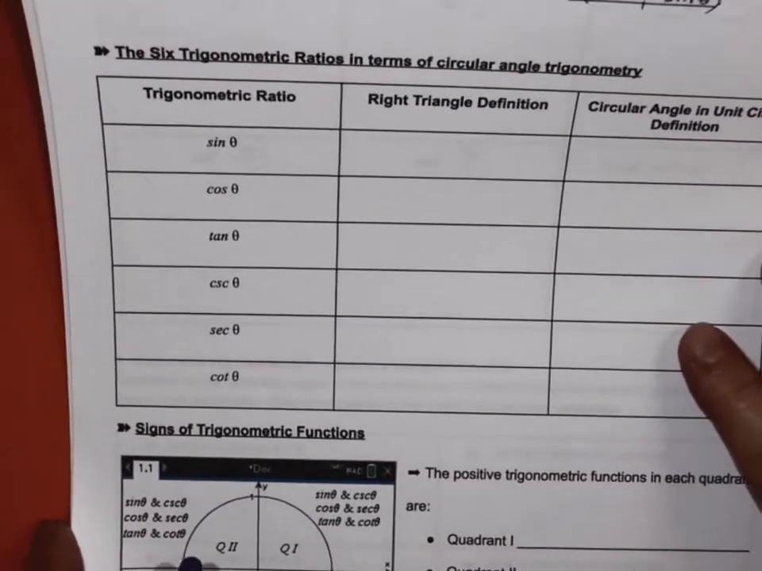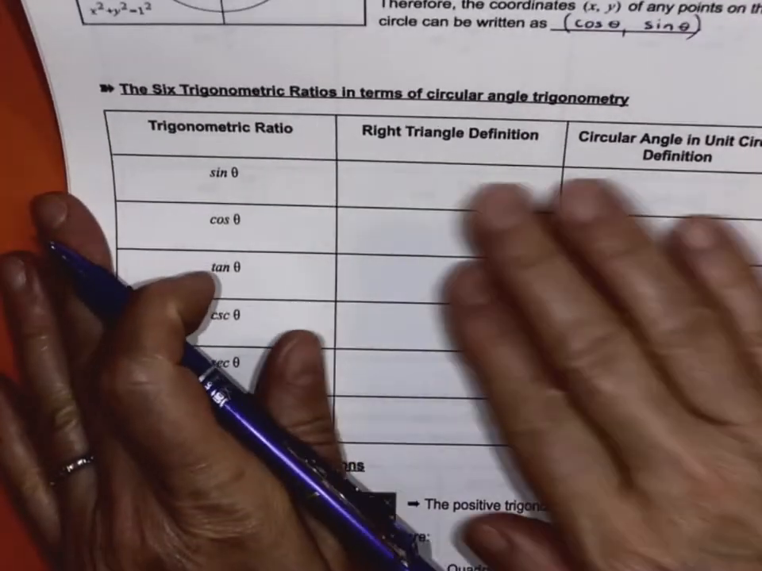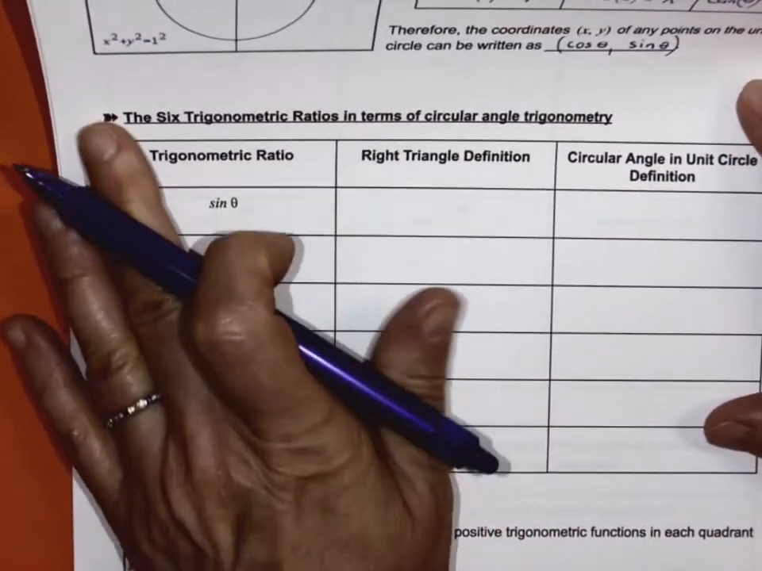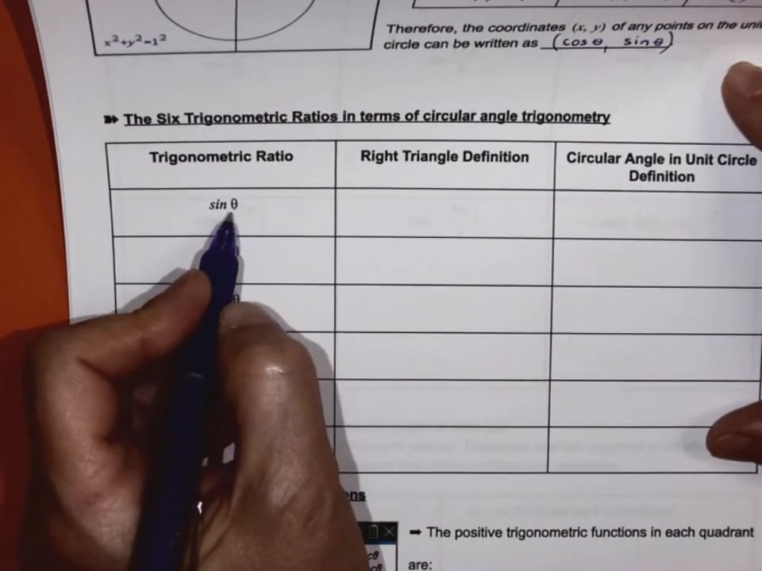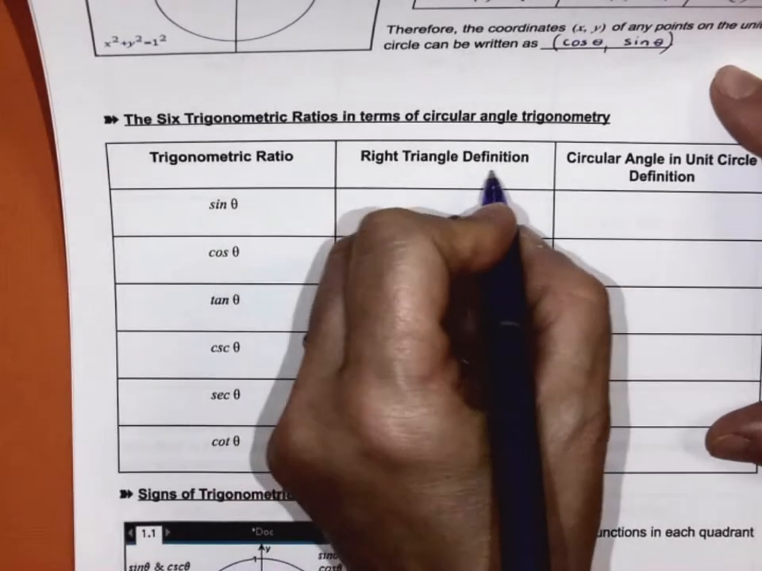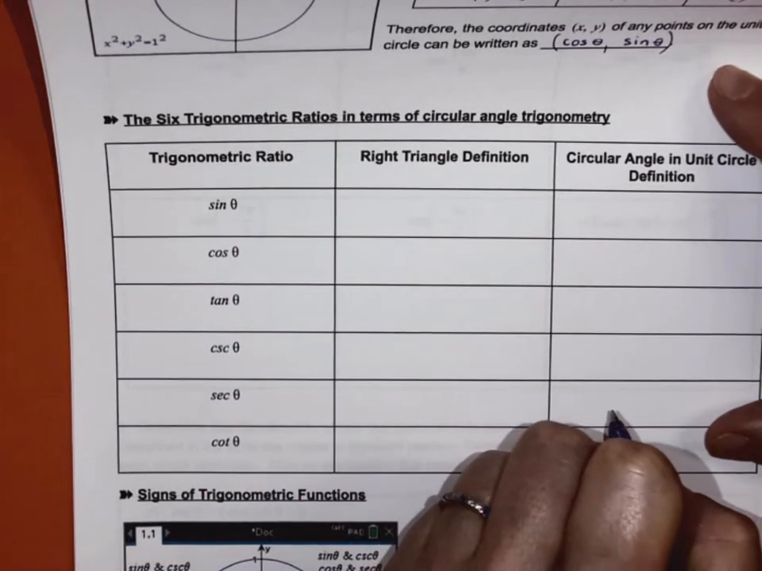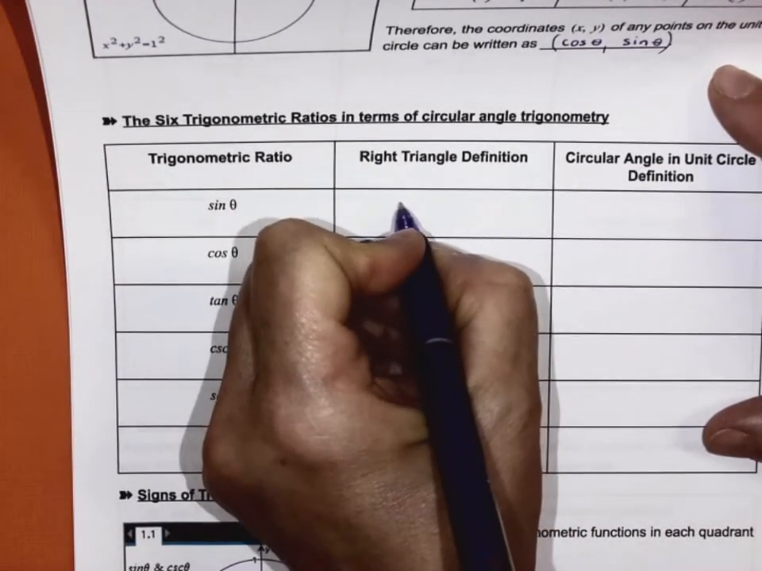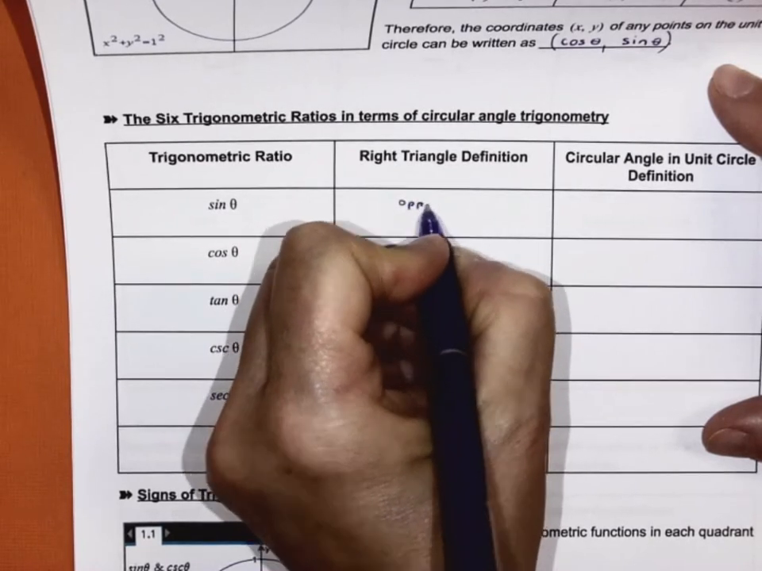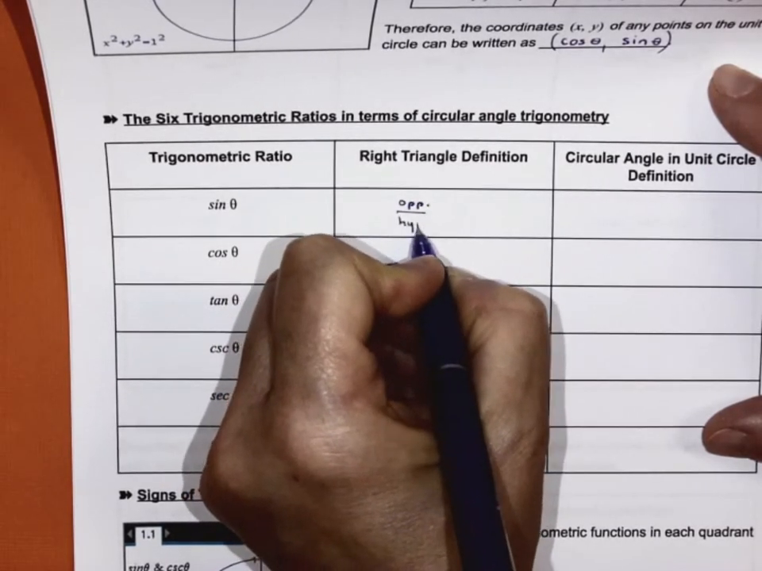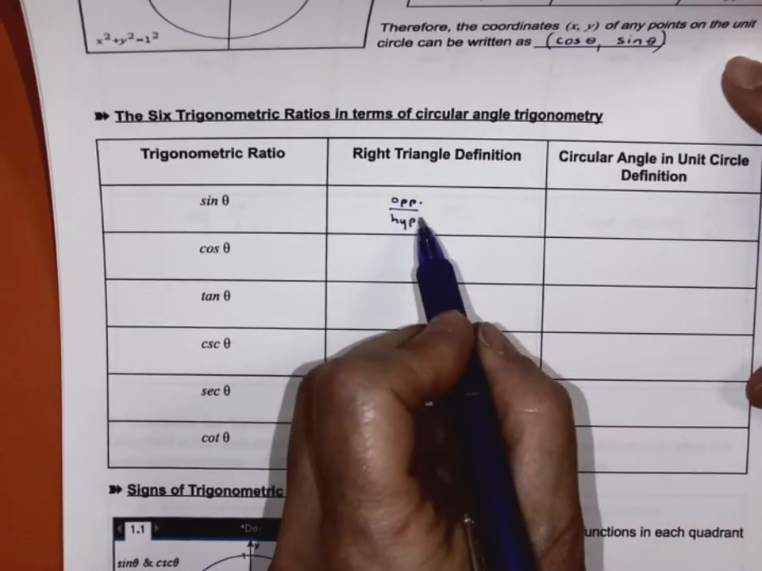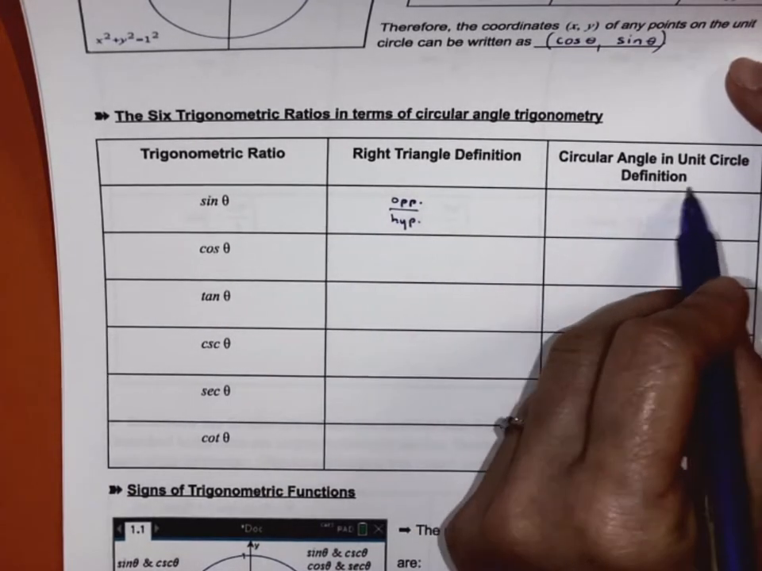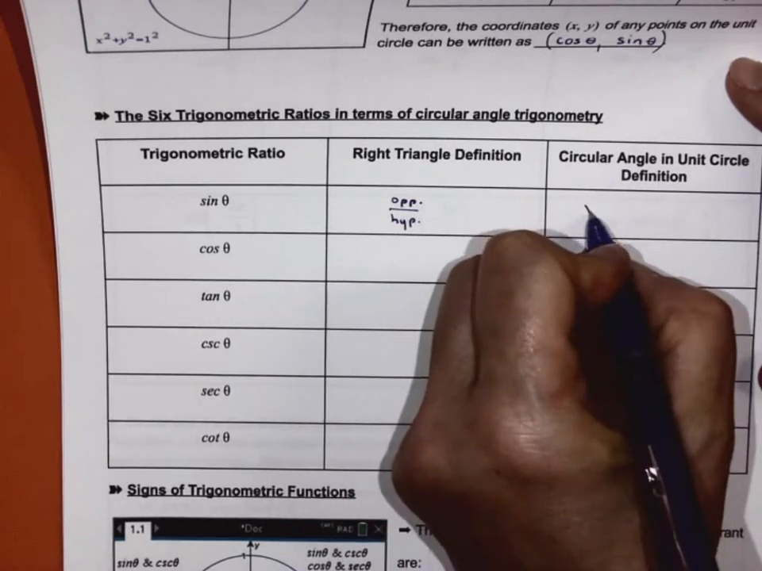All right, so we're going to relate still the right triangle definition with the circular angle of the unit circle definition, right? So sine of theta, we said in the triangular trigonometry that would be opposite over hypotenuse. So if this is true, opposite over hypotenuse, what did we say that was going to be for the unit circle? It's just your y value.